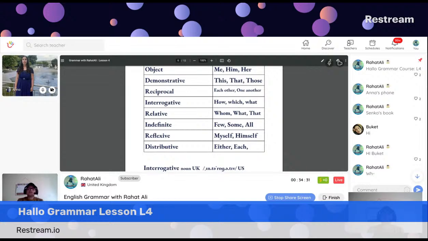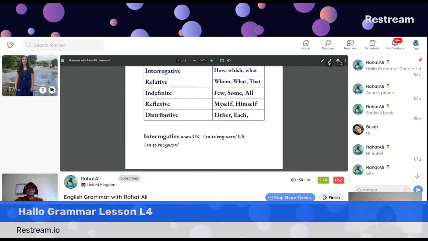All right. So a few, some, all. These are the examples. Yes, few books, some money, all books. Right. Great.